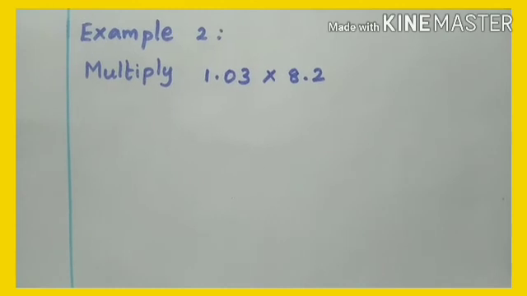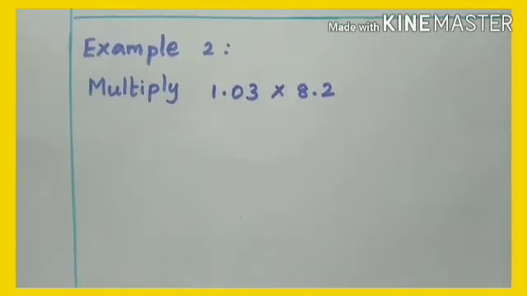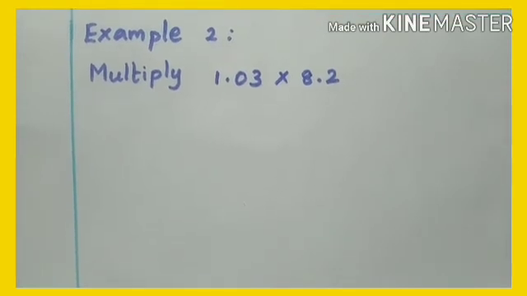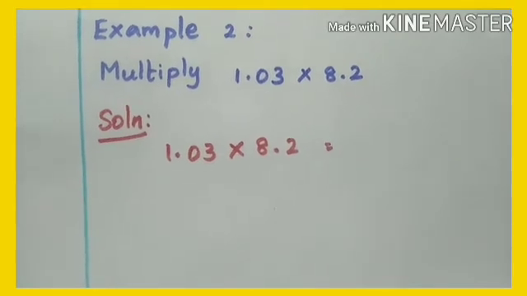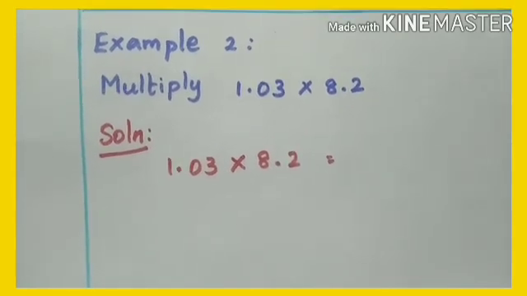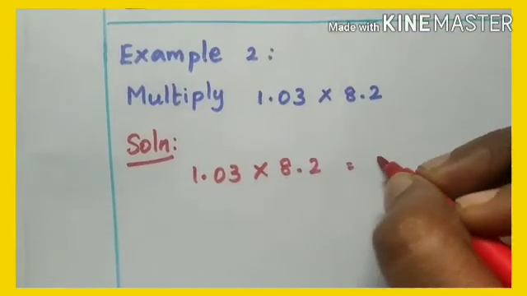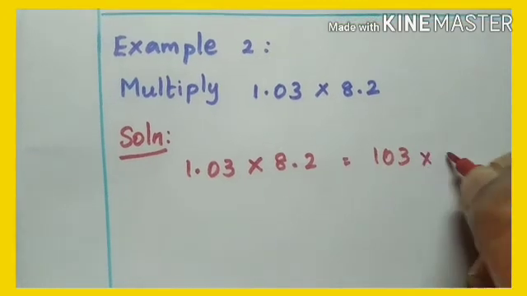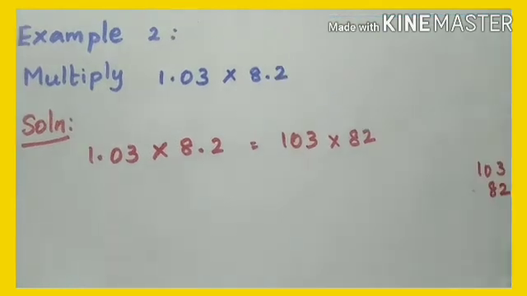Example 2. Multiply 1.03 by 8.2. Let's multiply 1.03 by 8.2. First, remove the decimal point. Write as a whole number. That is 103 into 82. Let's multiply 103 by 82.